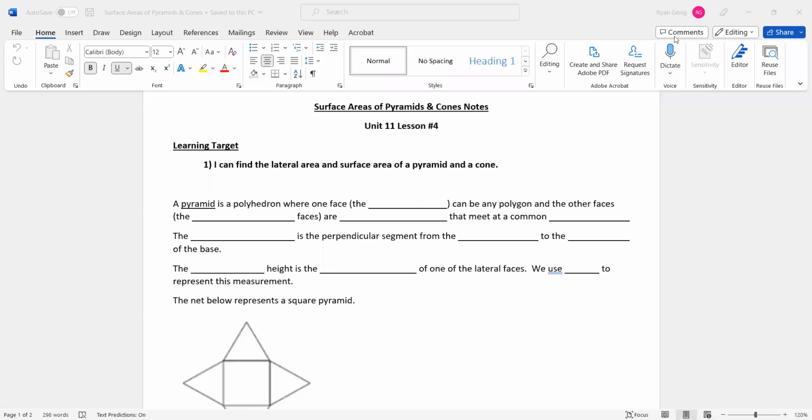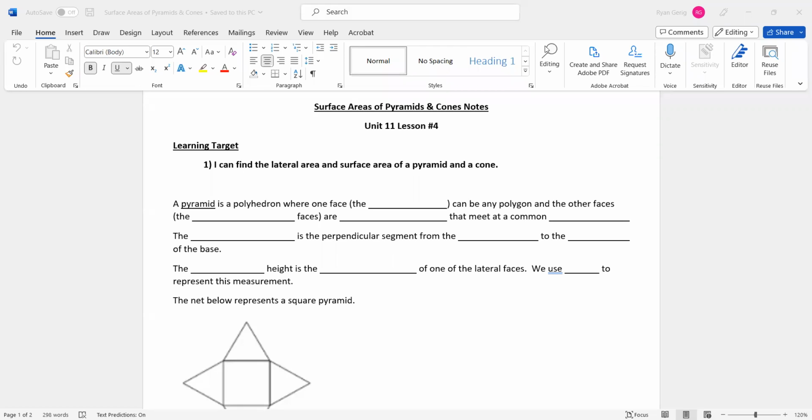Welcome to lesson 4. We're going to jump into pyramids and cones. I'm only going to spend a little bit of time at the end on cones because cones and pyramids are essentially the same, just like prisms and cylinders were essentially the same. So a pyramid is different than a prism.